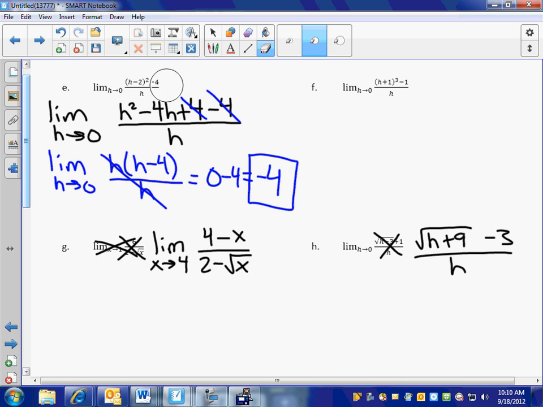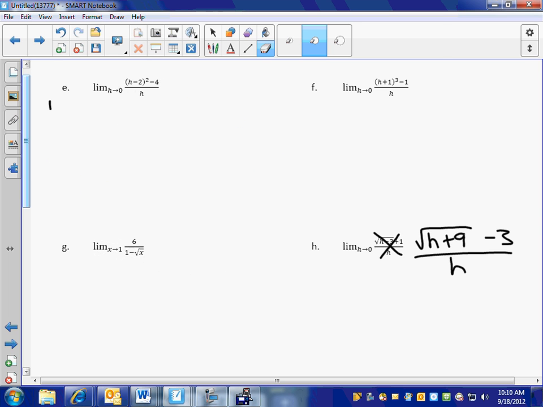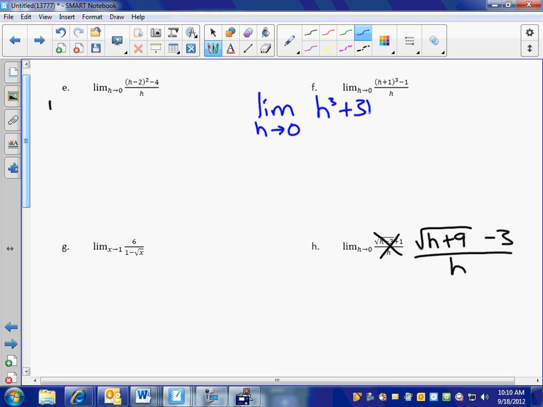Now we have to cube that out. Limit as h approaches 0. If we take h plus 1 and we cube it, save us time, I will do that. We get h to the 3rd plus 3h squared plus 3h plus 1 minus 1 all over h.